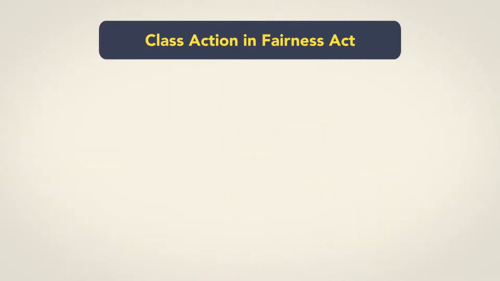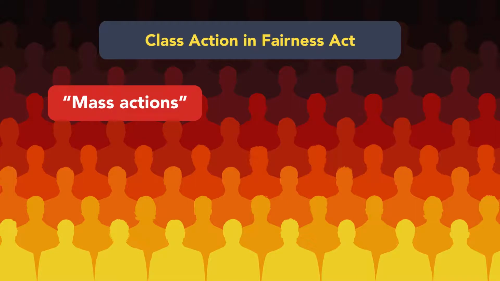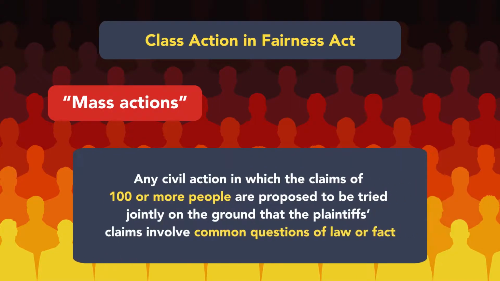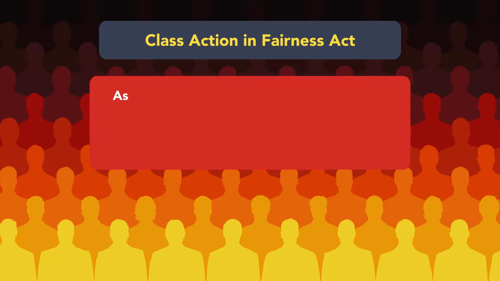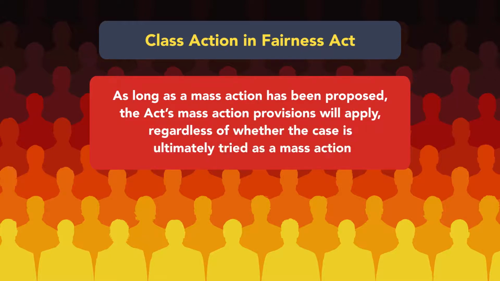In addition to expanding federal jurisdiction over traditional class actions, the Class Action Fairness Act also allows federal courts to exercise jurisdiction over mass actions. The Act defines a mass action as any civil action in which claims of 100 or more people are proposed to be tried jointly on the ground that the plaintiffs' claims involve common questions of law or fact. Like class actions, as long as a mass action has been proposed, the Act's mass action provisions will apply, regardless of whether the case is ultimately tried as a mass action.